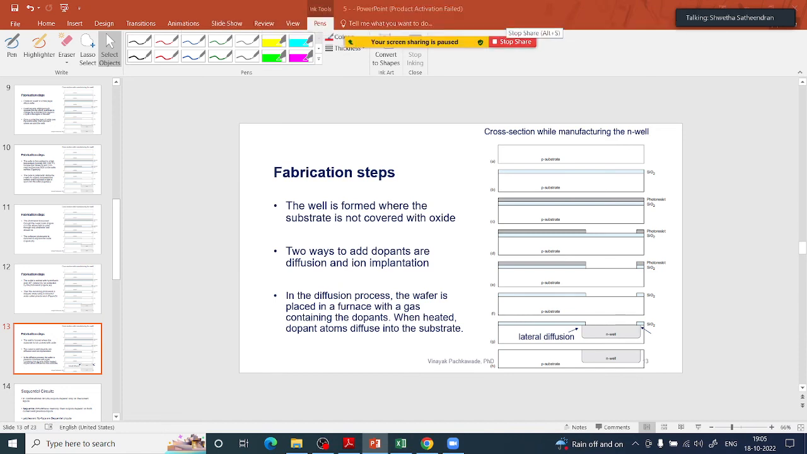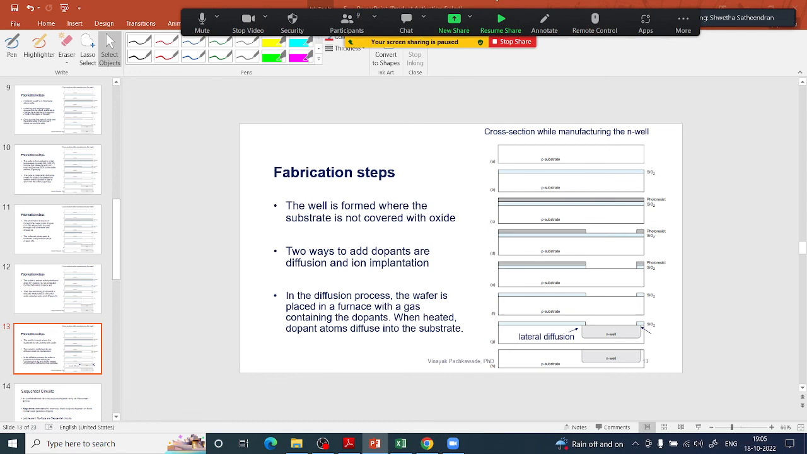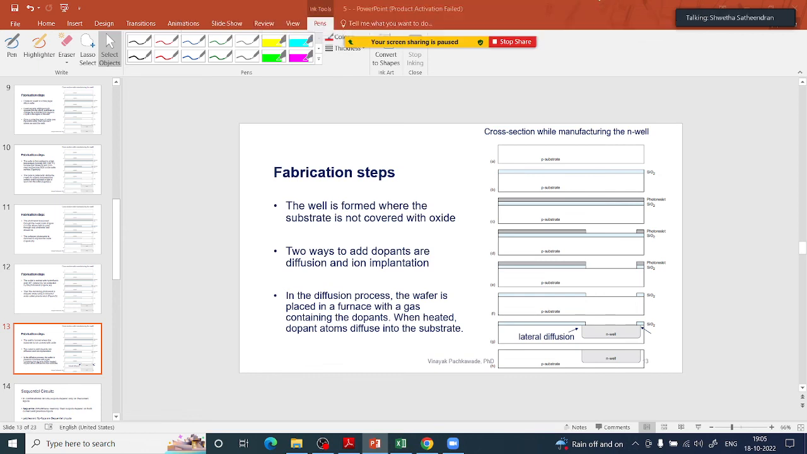Sir, I have a doubt regarding last class, regarding those pass transistors. Can we construct a circuit using only PMOS and only NMOS? Is it possible? Pass transistor only with what? Only with NMOS or only with PMOS?